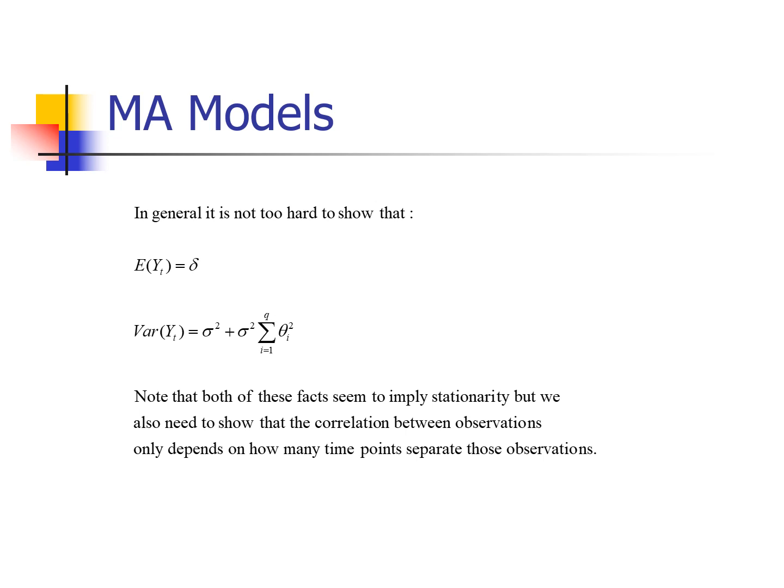The third thing that we need to show for stationarity is that the correlation between observations only depends upon how many time points separate those observations. That the correlation between y1 and y3 is the same as the correlation between y51 and y53.